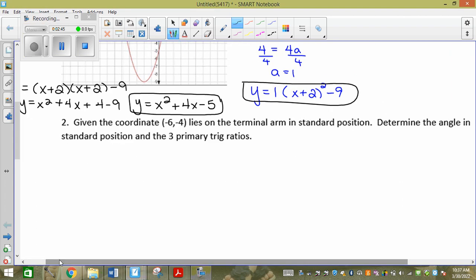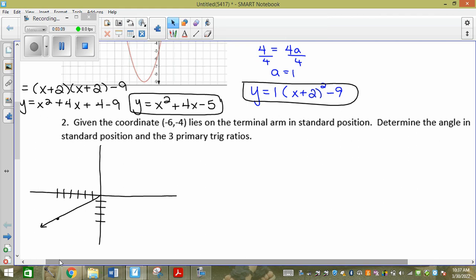So here it says, given the coordinate -6, -4, the first thing when you're given a coordinate you should do is what? Yep. So, 1, 2, 3, 4, 5, 6. 1, 2, 3, 4. So I know I'm in quadrant 3, correct? Oops, I was doing so well and then it went downhill real fast. Okay. So I know I'm in quadrant 3.